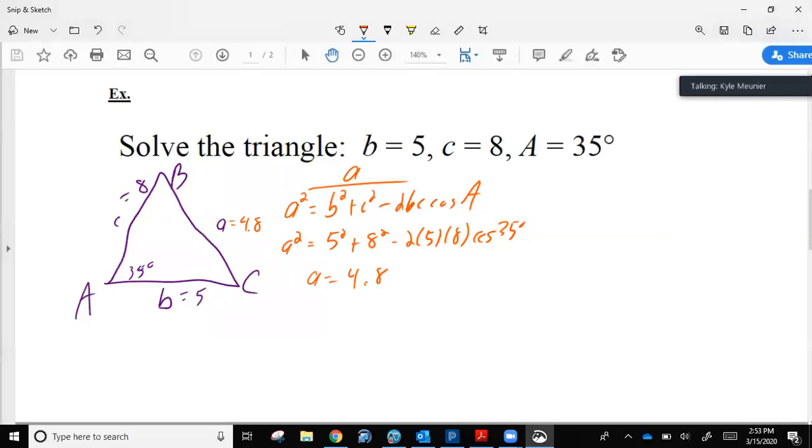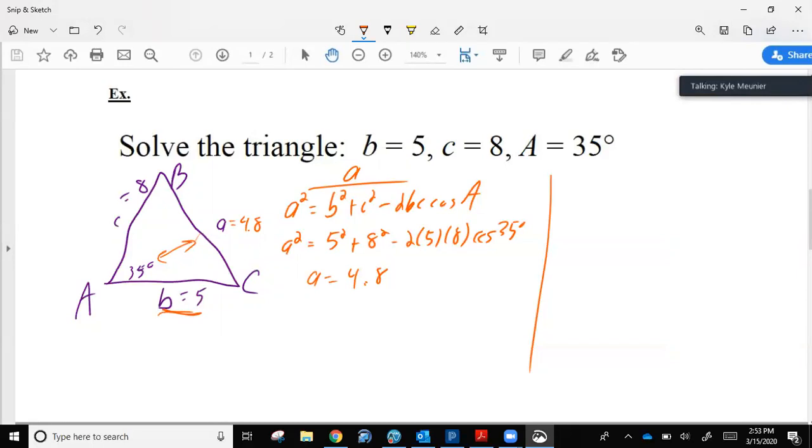Okay. Now, at this point, I have an angle and opposite side pair. I know angle A is 35 and side A is 4.8. Because of that, I can use the law of sines. I want to be strategic about this though, because like we said, the law of sines does not work for an obtuse angle. A triangle can only have one obtuse angle if it has any at all. Therefore, I'm going to use the law of sines to figure out angle B. I'm going to pick angle B because it is the smaller angle.